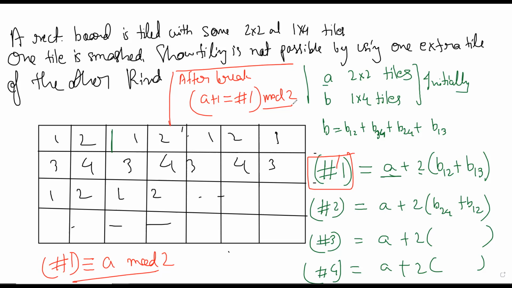Then what happens is, if any of the tile breaks, it would be impossible for the other one to cover all the exposed colors. Why?